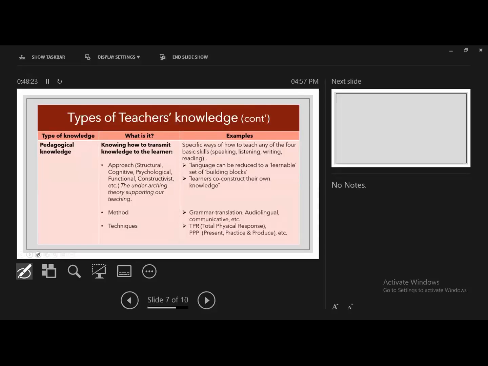Pedagogical knowledge is knowing how to transmit knowledge to the learner, right? It's basically the underlying theory supporting our teaching, right? It goes from the big umbrella, and under the big umbrella we start with an approach, then comes the method, and then come the techniques, okay?